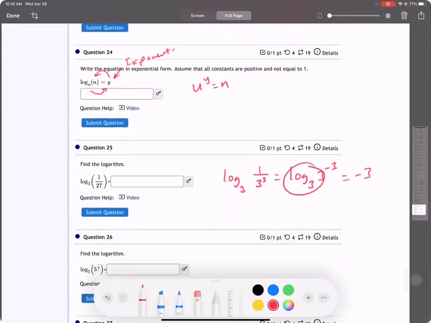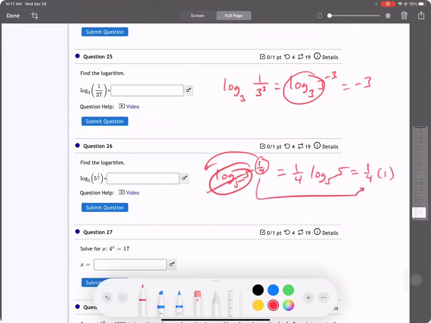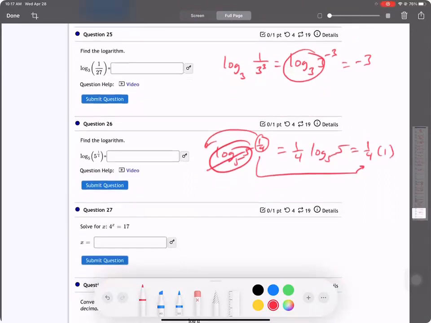The cool thing here, same idea: log base 5 of 5 to the 1/4. Logs can bring down exponents. You can bring that down, or you can just say that cancels out. And we're left with, let me go the long way, 1/4 log base 5 of 5. Log base 5 of 5 nicely cancels out to become 1. We could just have said that becomes 1, so 1/4. Just bring down the exponent. Logs are great like that.